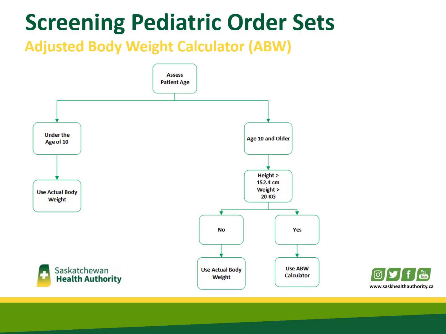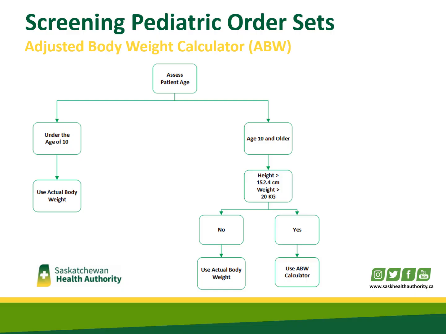So if the patient is less than 10, we do not use the adjusted body weight calculator. We only use the patient's actual weight. If they are age 10 and older, then we move to the next criteria. So if they are less than 152.4 centimeters and less than 20 kilograms, then we again do not use the calculator. We use the actual body weight.